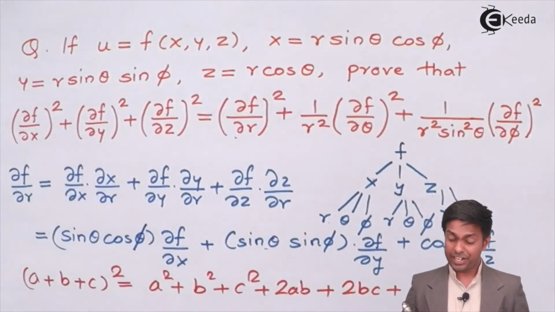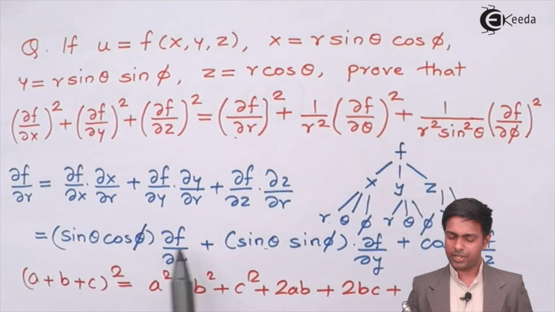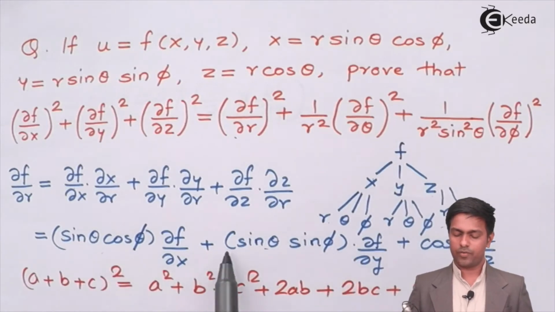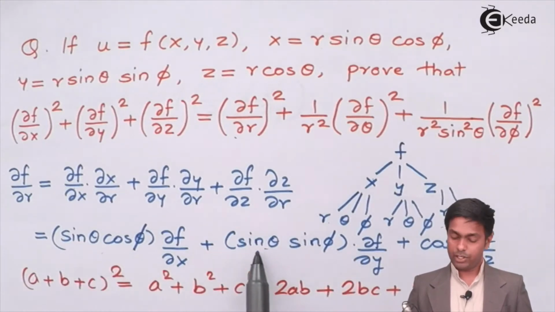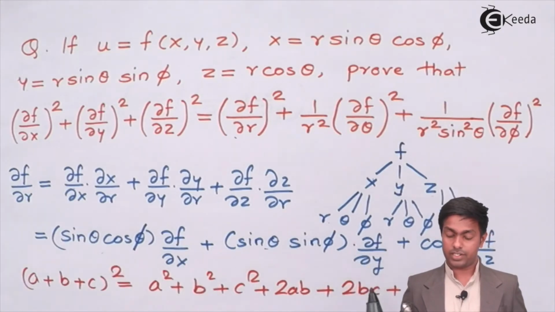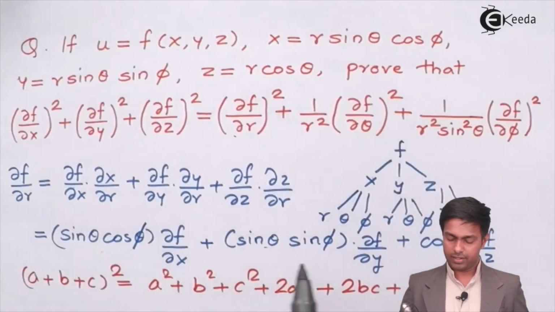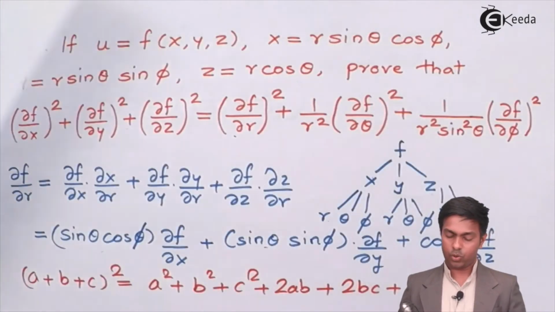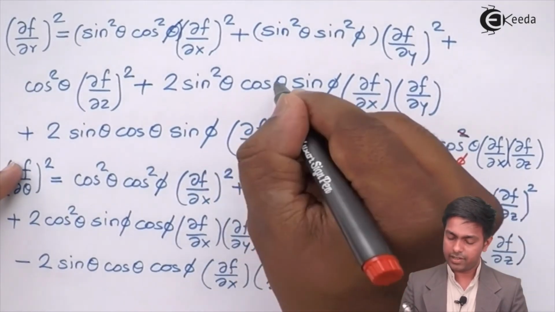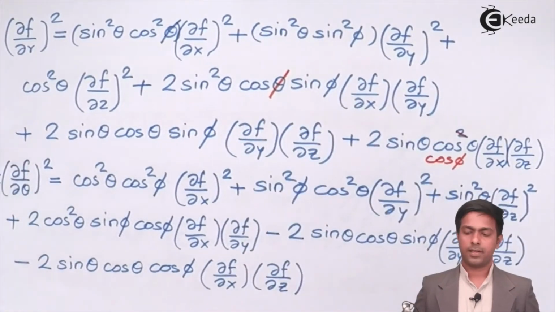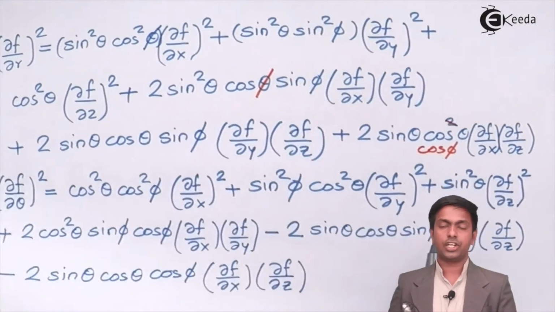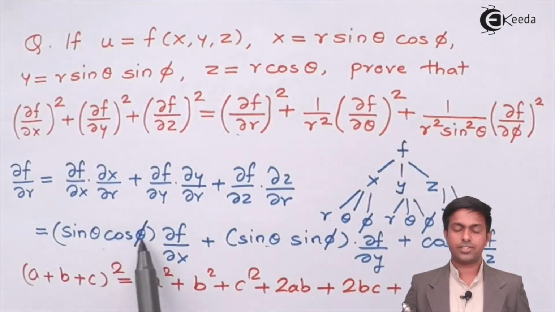And when we got this 2 into AB, it was a multiplication of these two terms. So here we'll get sin square theta into sin phi cos phi into del f by del x, del f by del y. Now let's see what we got there. So 2 times sin square theta, then sin phi into cos phi. So sin phi is there, and here we'll say cos phi. So these were the changes due to the change in this term.